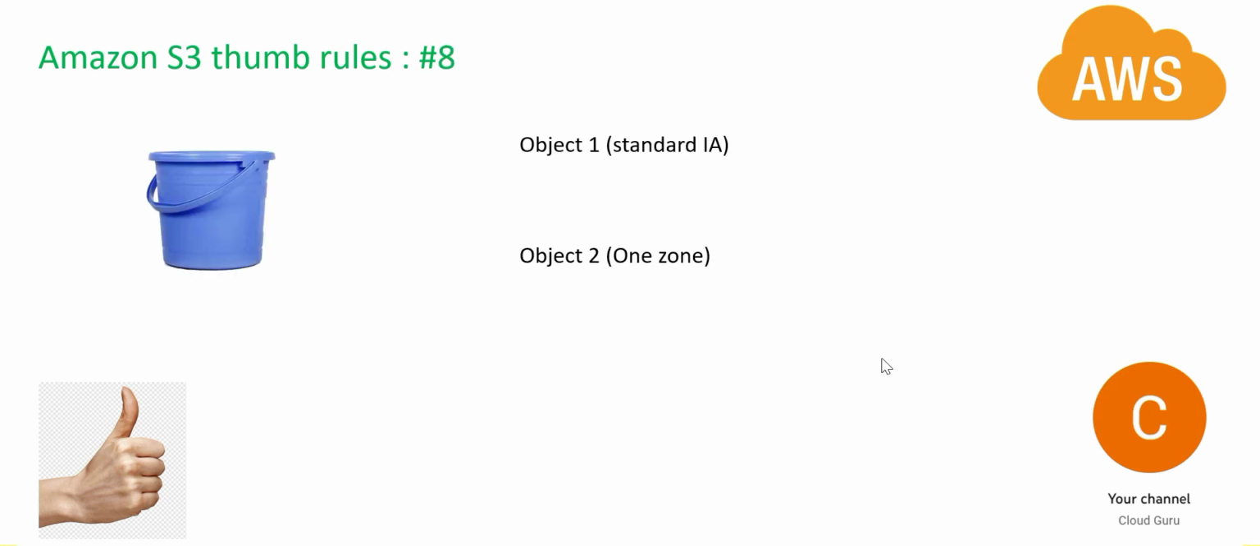Now I am jumping back to thumb rule 8 because I wanted to cover the storage class topic first. So now you can see in a bucket, you can have suppose two objects. Object one, which has a storage class of Standard IA, and object two, which has a storage class of One Zone. Now let's ask ourselves a question.